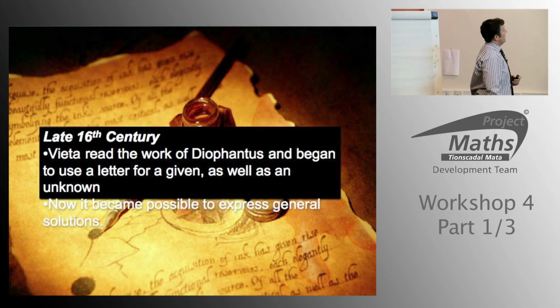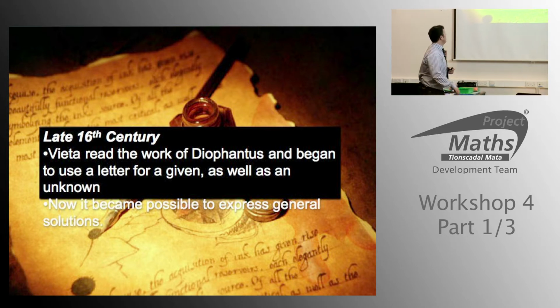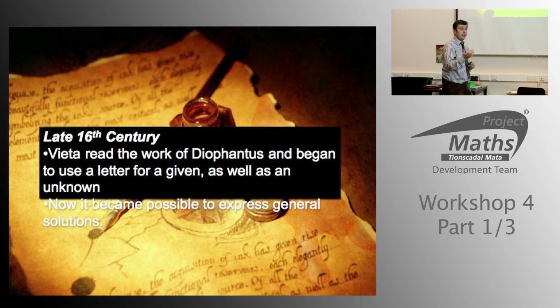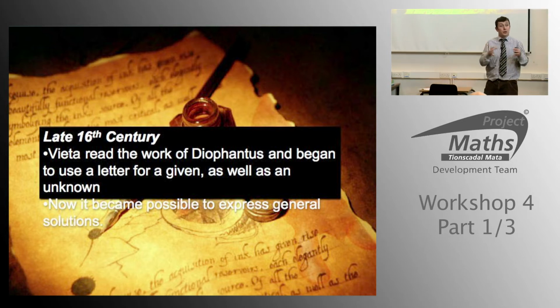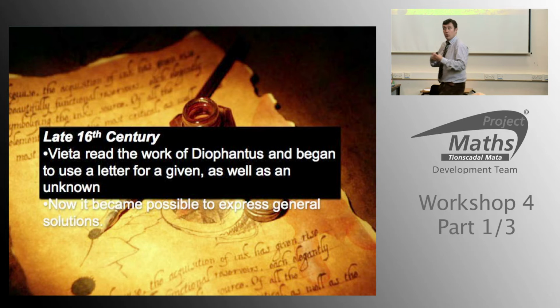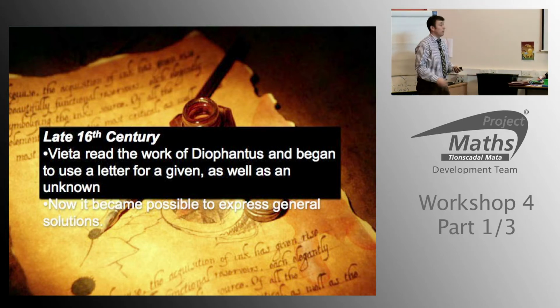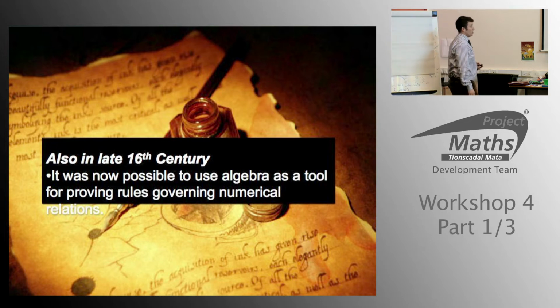Now, in the late 16th century, work began to use a letter for a given as well as an unknown. So what now came into being? Now your equations started to make sense, okay, because they had their two unknowns. Letters were not just used now to shorten stories. They were starting to realise, well, look at the problem I looked at yesterday. It looks very like the one I'm looking at today. I wonder, is there some way we could formulate some way of doing all these types of problems, okay? So also in the late 16th century, it was now possible to use algebra as a tool for proving rules governing numerical relations.